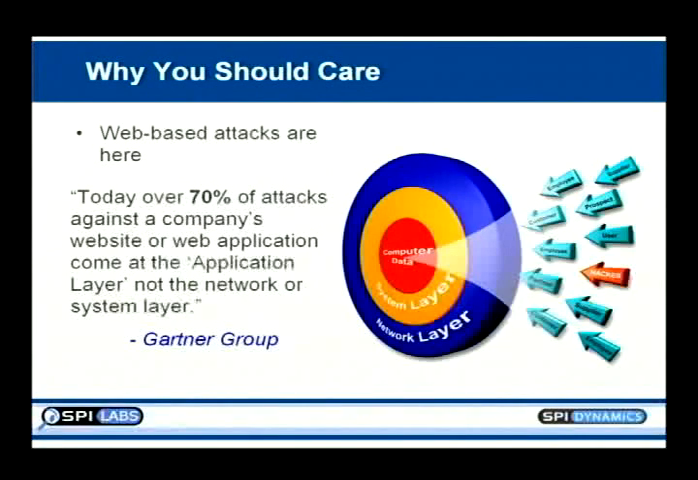So why should you care about this? Not only are they not going away, they're here right now, and web-based attacks are getting worse. Gartner says 70% of all attacks come in through the application layer, not the network layer. This just makes sense, right?